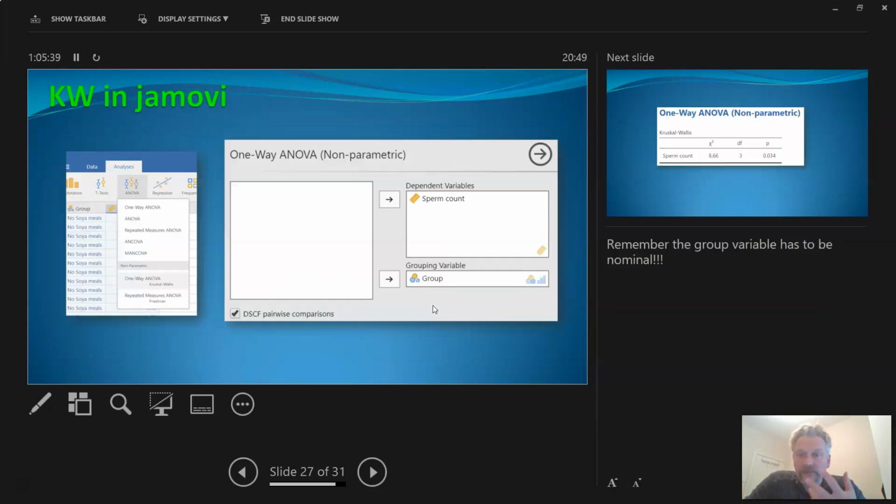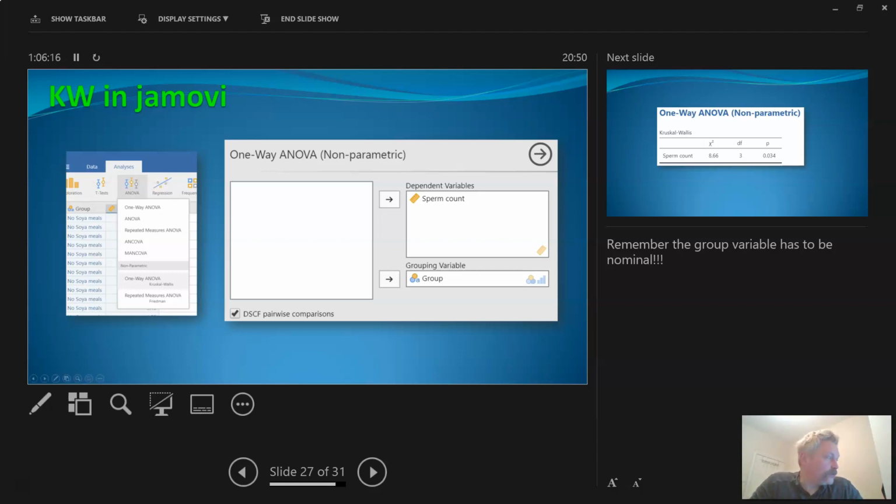So again, to do the Kruskal-Wallis, it's rather straightforward in Jamovi. You just find it from the menu. All your variables would appear in here, we would have our sperm count variable, our dependent variable here, and we're going to compare each of our 4 groups. If this happens to be significant, what we could do is just tick this box here to run pairwise comparisons. This just means we can compare every single group against every other group.